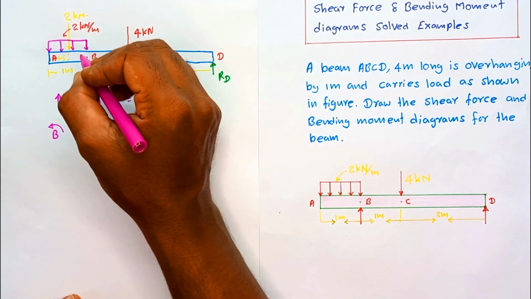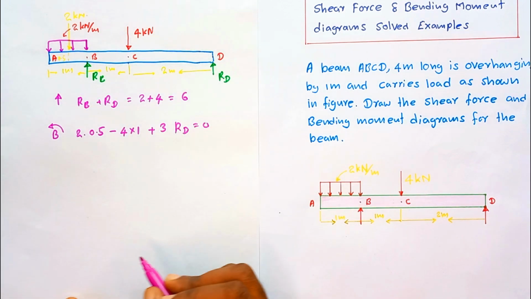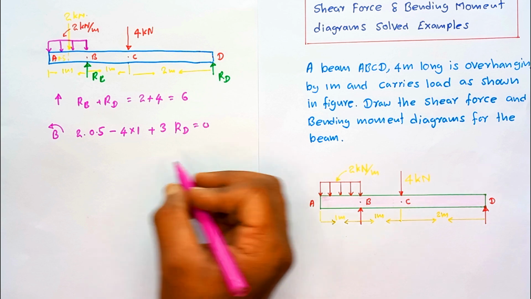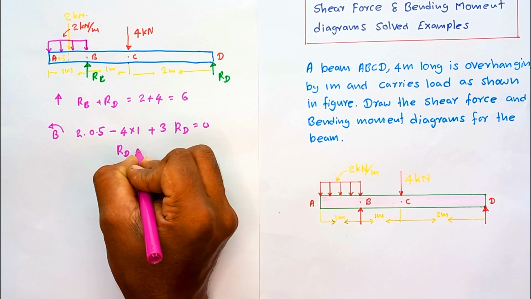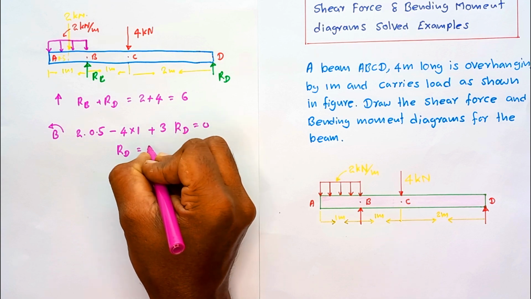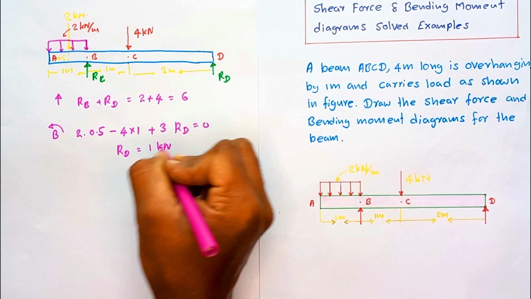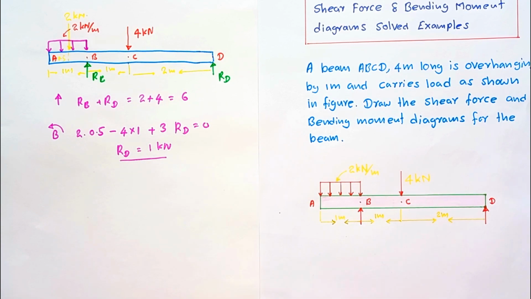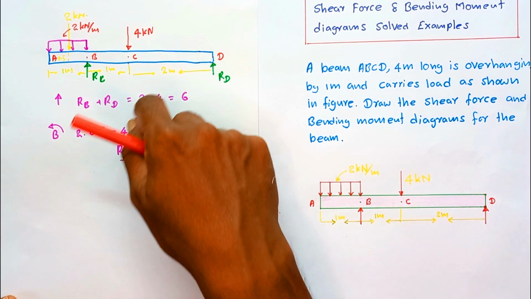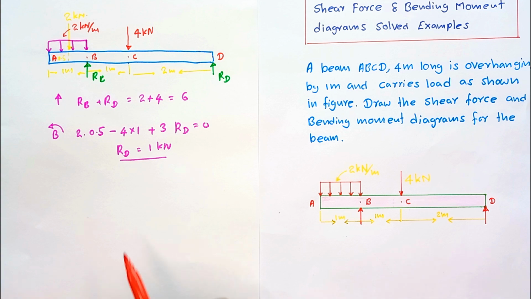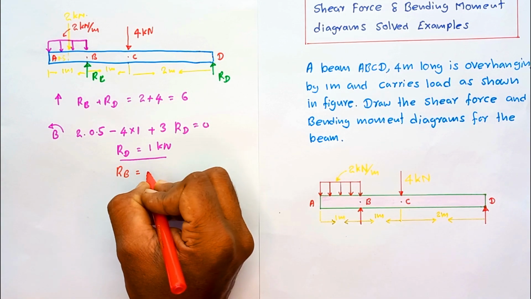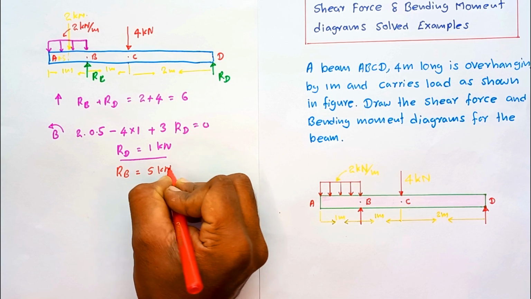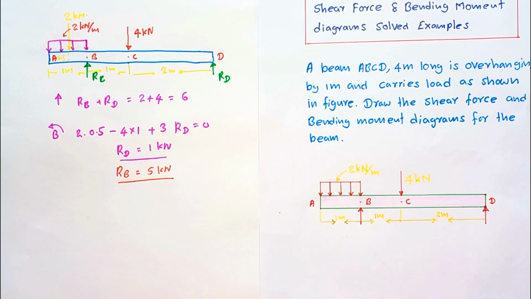Sorry, this is equal to 0. By simplifying this equation, we can easily obtain the RD value, that is equal to 1 kilonewton. RD is equal to 1 kilonewton. Then by substituting this 1 kilonewton into the equation, RB also we can obtain. The RB value is equal to 5 kilonewton. This is RD and RB.